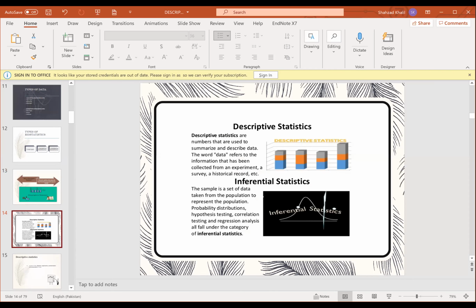The difference between the two types: descriptive statistics are the numbers that are used to summarize and describe data. The word data refers to information that has been collected from an experiment, a survey, or a historical record. Whereas in inferential statistics, the sample is a set of data taken from the population to represent the population. Probability distributions, hypothesis testing, correlation testing, and regression analysis all fall under the category of inferential statistics.